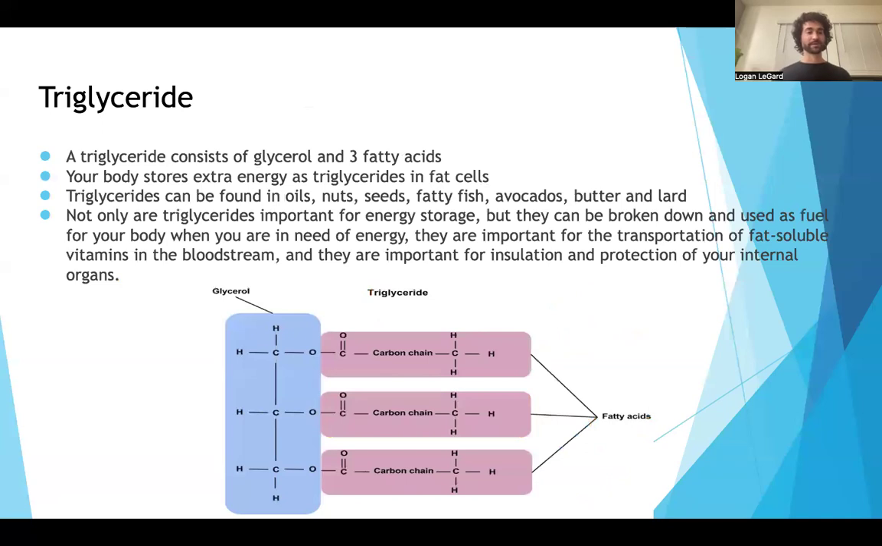Triglycerides are important, and they consist of glycerol and three fatty acids, and you can see that in the image at the bottom. Our bodies store extra energy as triglycerides in fat cells or adipose tissue. Triglycerides can be found in oils, nuts, seeds, fatty fish, avocados, butter, and lard.